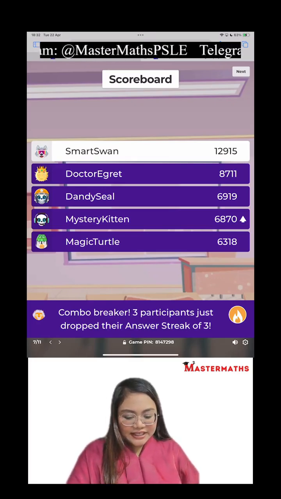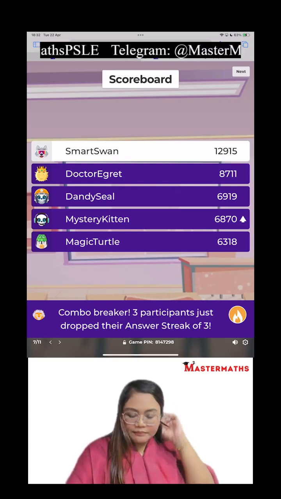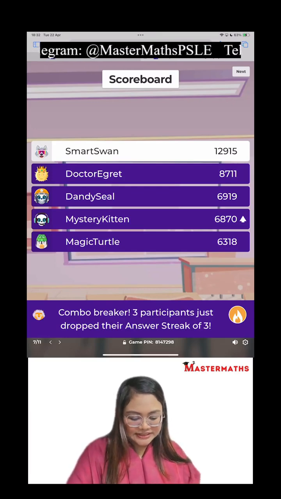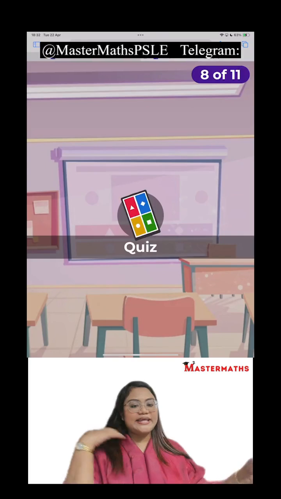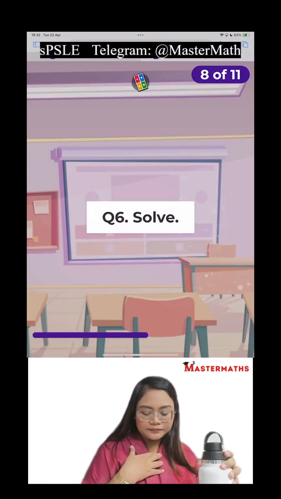Alright. Okay, so yeah, Smart Swan is, wow, very far ahead. But Mystery Kitten, welcome to the leaderboard. Magic Turtle as well.